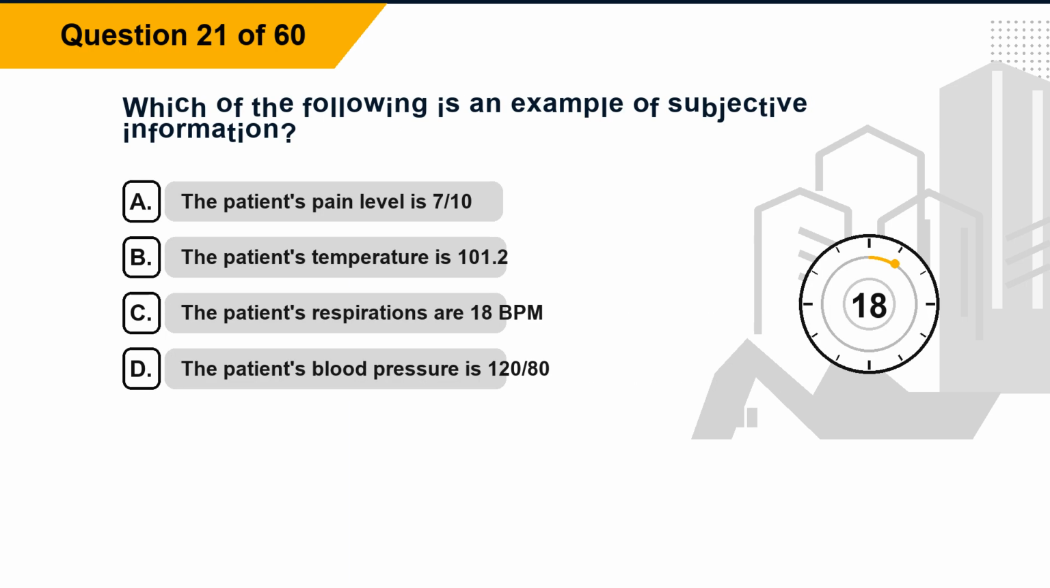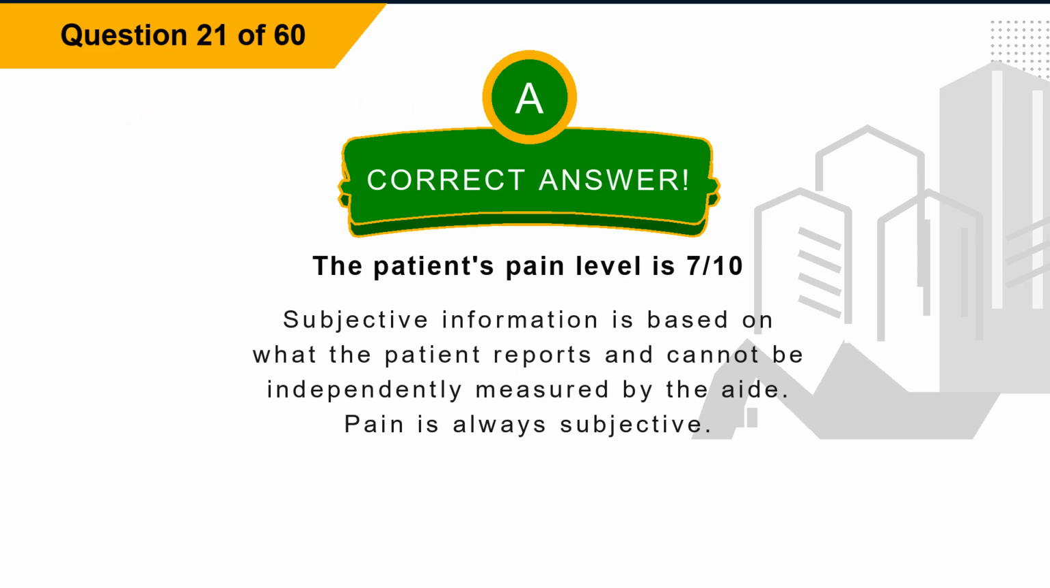Question 21. Which of the following is an example of subjective information? Option A. The patient's pain level is 7/10. Option B. The patient's temperature is 101.2. Option C. The patient's respirations are 18 beats per minute. Option D. The patient's blood pressure is 120/80. The correct answer is option A. The patient's pain level is 7/10. Explanation. Subjective information is based on what the patient reports and cannot be independently measured by the aide. Pain is always subjective.